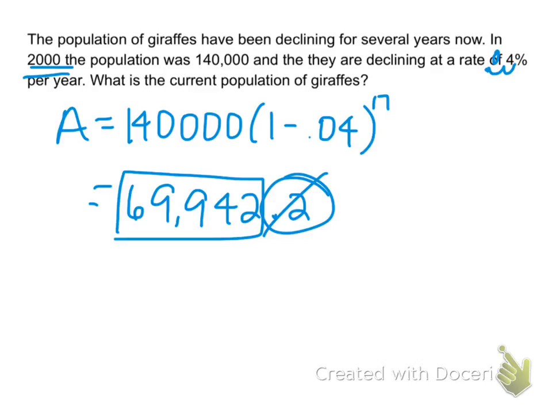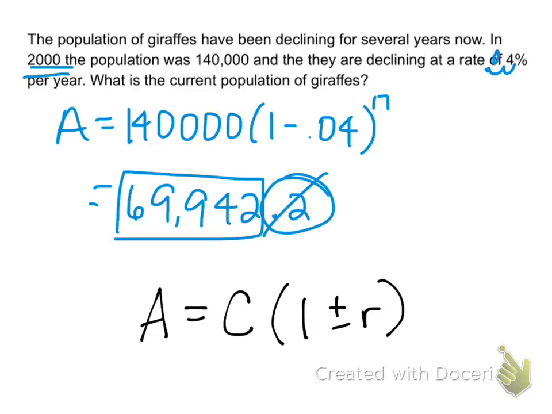All right, so this is exponential growth and decay. You do have to memorize your formula. Your ending amount is your beginning amount, times 1, plus or minus your rate, to the time power. All right, so that's exponential growth and decay.